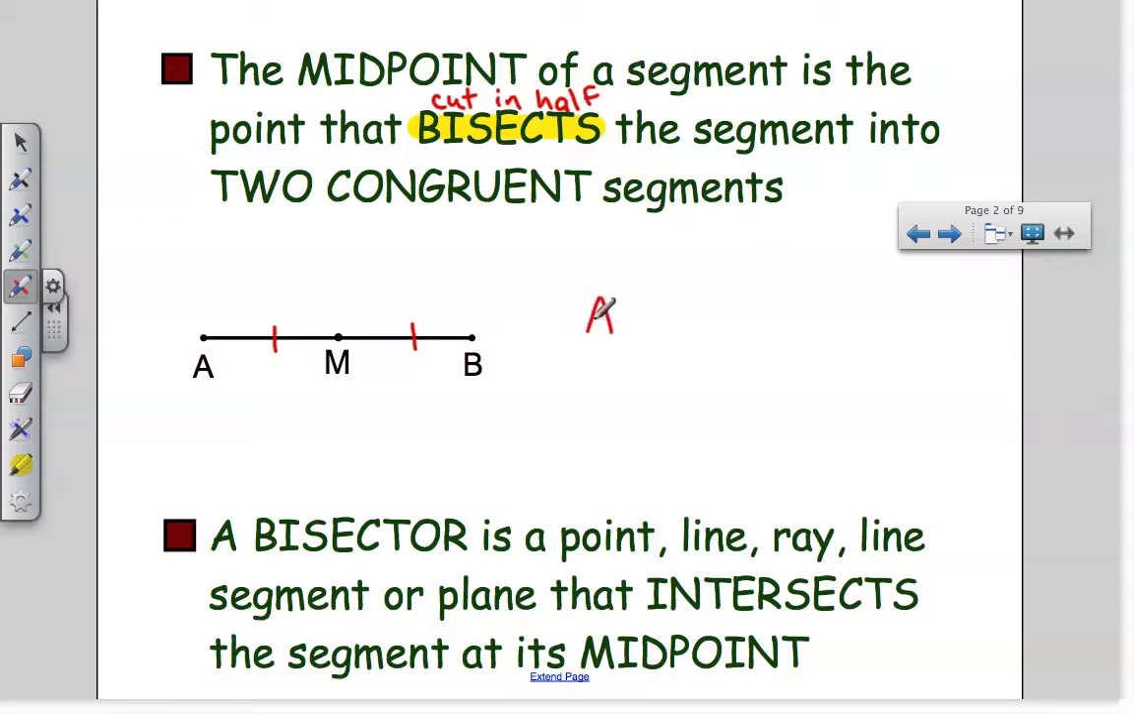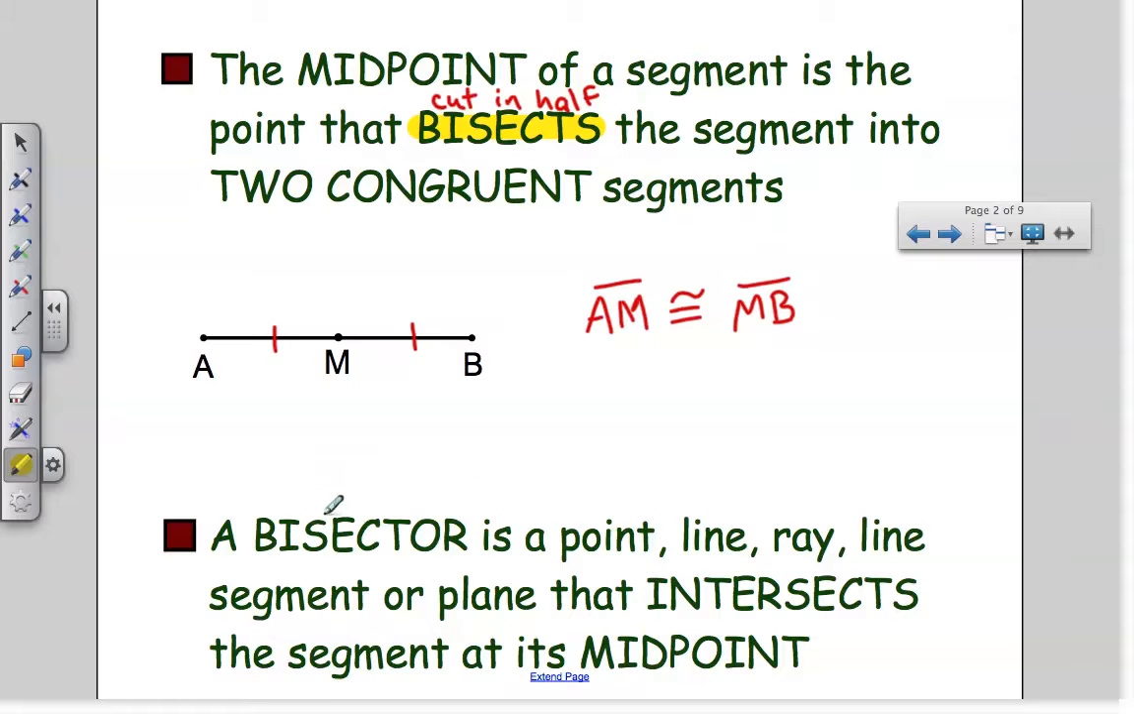So I could say that segment AM, remember with line segment, put your line segment over the top, is congruent to line segment MB. And that would indicate that for sure M is the midpoint. It bisected or cut in half into two congruent parts this segment. Without this visual tick marks, you don't know anything unless it's told to you that M is a midpoint. With these two tick marks, you know for sure M is a midpoint, and you know for sure that line segment AM is congruent to line segment MB.